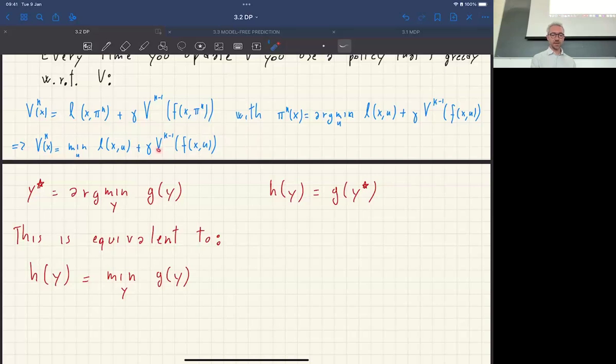I simply have my value, and at each step, I update it in this way by minimizing this expression, which depends on the current guess of the value, and it gives me the new guess of the value.